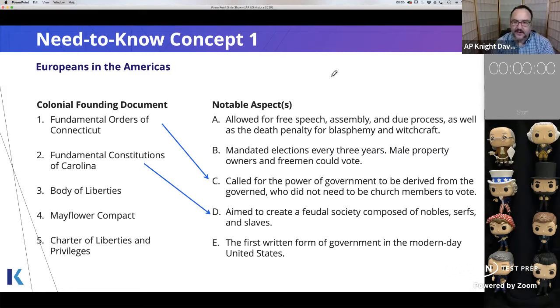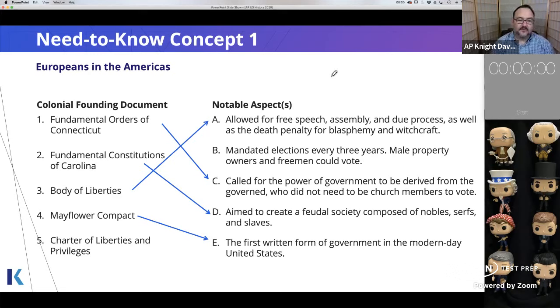The Body of Liberties. Probably a good option is that it's going to be about what people are allowed to do. But they're not allowed to do blasphemy or witchcraft. So they are allowed to do some stuff, but there is apparently a limit to just how much the Body of Liberties could take. Mayflower Compact, Mayflower Moving Company. They were the first to move in, therefore the first written form of government. Since they were the first, they had to have something.